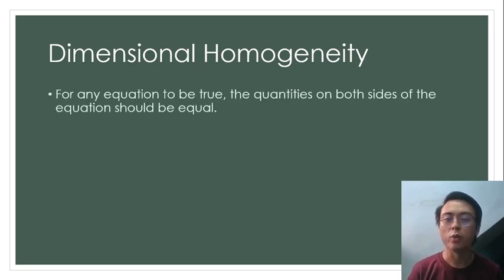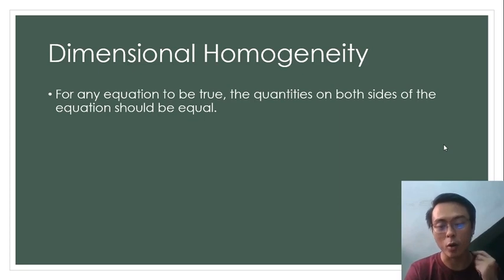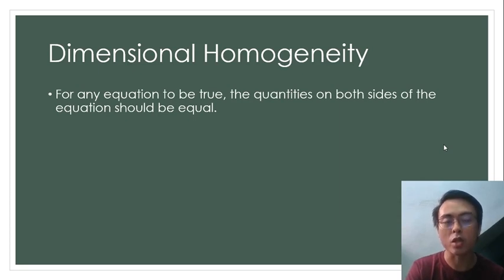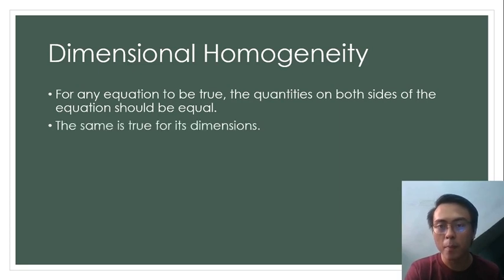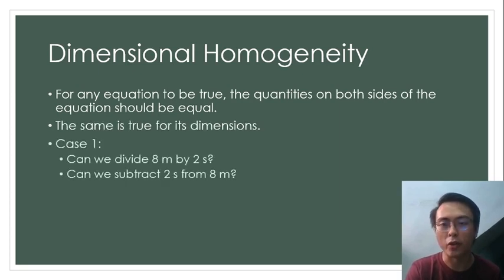For any equation to be true, because it's called an equation, the quantities on both sides of the equation should be equal. You already know this. The right-hand side of the equation should be equal to the left-hand side of the equation. That's why it's called an equation, because both sides are equal. Now this should also hold true for units, not just for the values. The same is true for its dimensions.